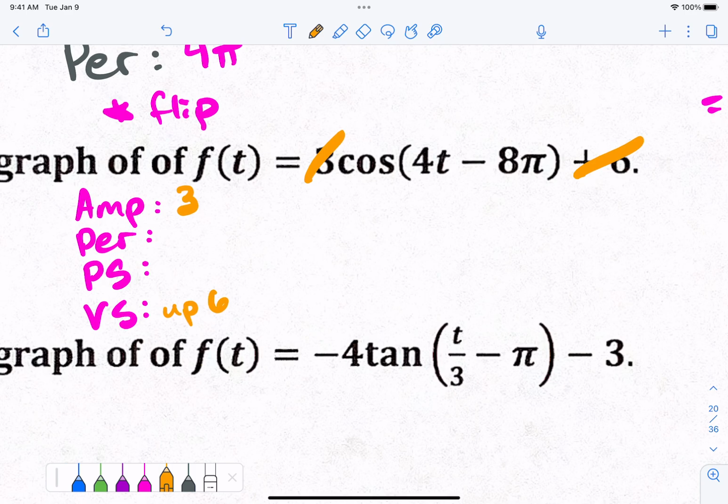Okay, period. We're doing cosine, so 2 pi over b. What is b? 4. 2 pi over 4. So that reduces to pi over 2. So the period is pi over 2.